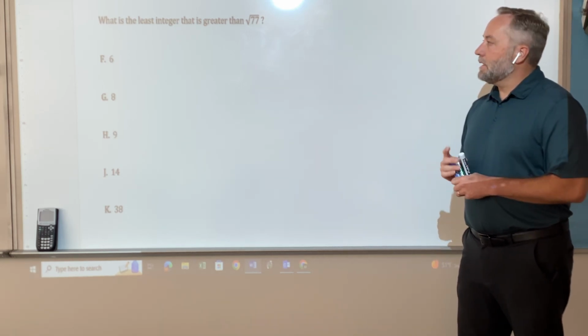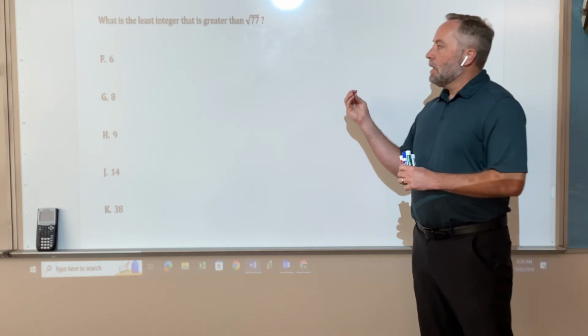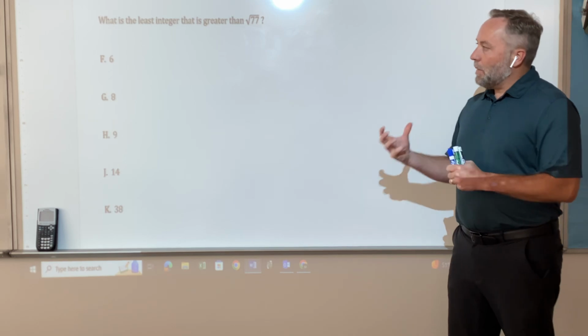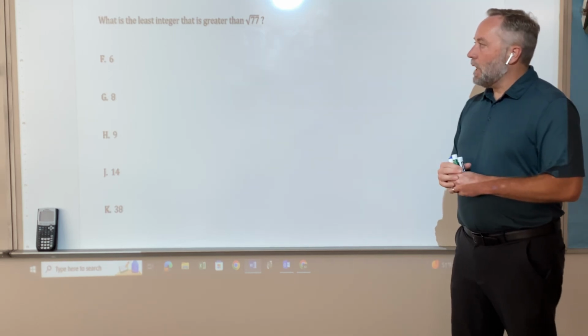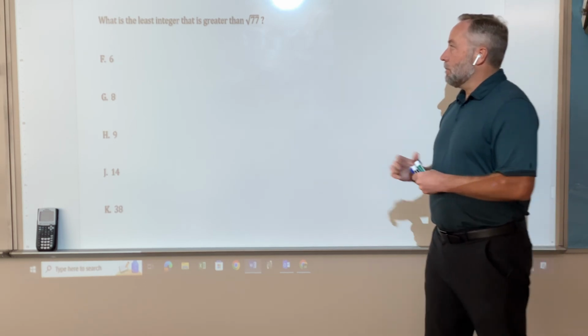So first of all, what is an integer? An integer is something that doesn't have a decimal or a fractional piece. So often said, a whole number can be positive and negative, but in this case it will be positive because we're taking a square root. So you could approach this a few ways.